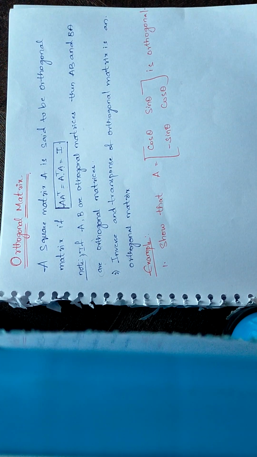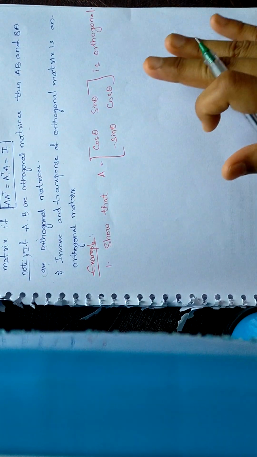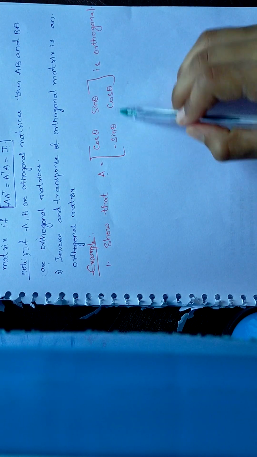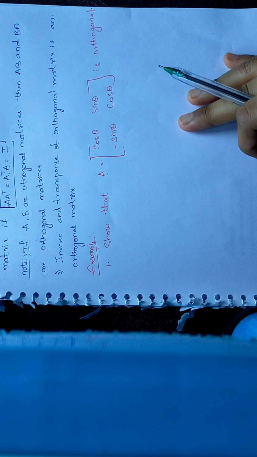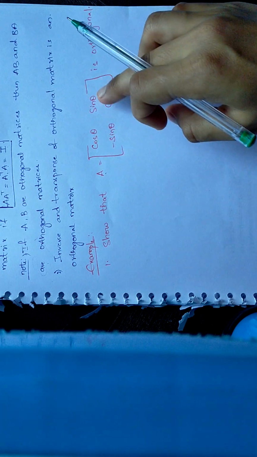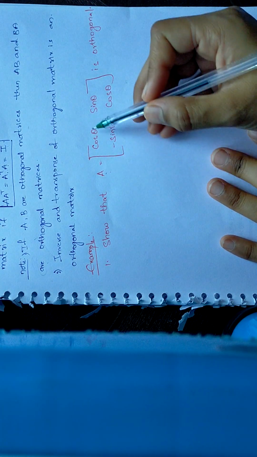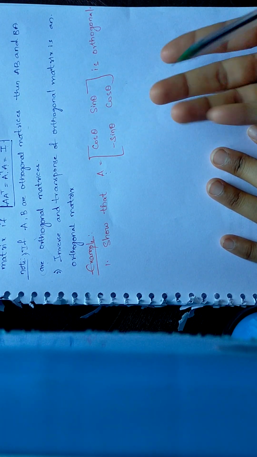Now let's see how to solve the example. I have taken this example with cos theta and sin theta. They'll give you cos and sin like this, and you have to solve it using the cos theta and sin theta formulas. I'll explain this first, and the other model is where they'll give you A as a regular matrix like 1 2 3 using numbers. We'll see all these 3 different models for the orthogonal matrix.